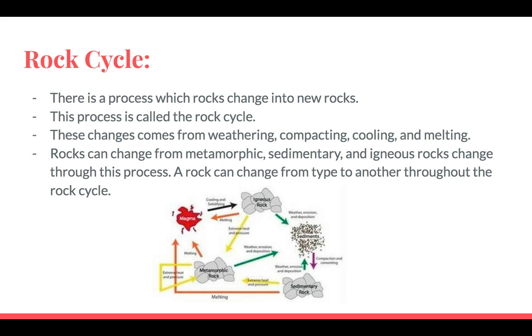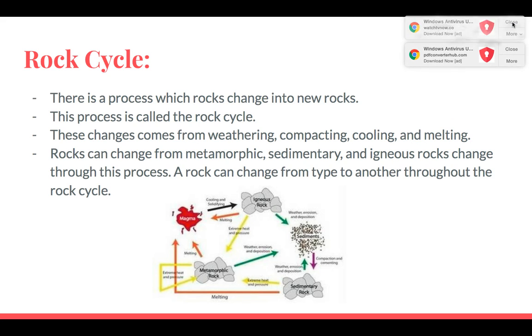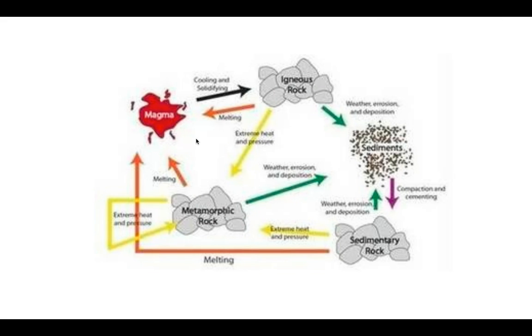So the rock cycle is this process, and it's when the rocks change into new types of rocks. These changes come from weathering, compacting, cooling, and melting. Rocks can change from metamorphic, sedimentary, and igneous rocks. Through this process, a rock can change from one type to another throughout the rock cycle. So here's a better look at that picture.